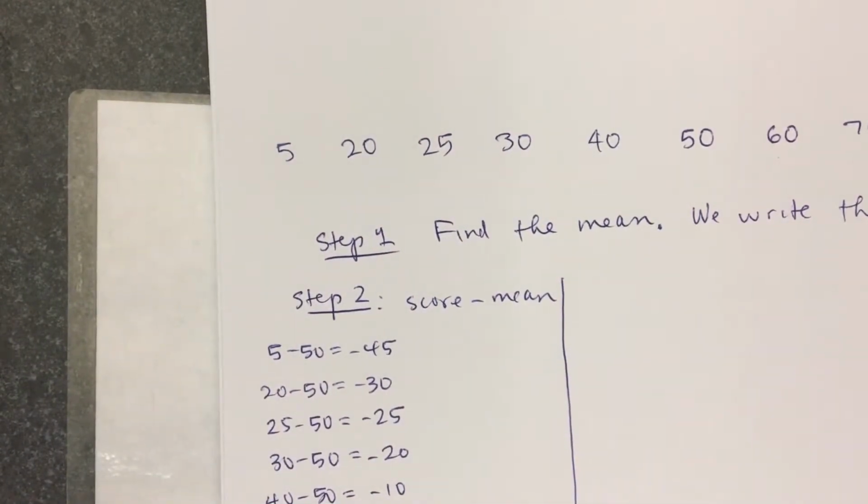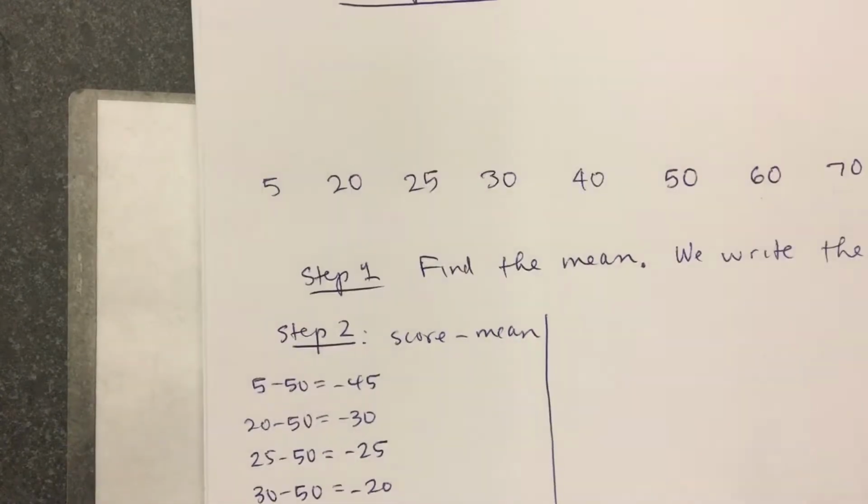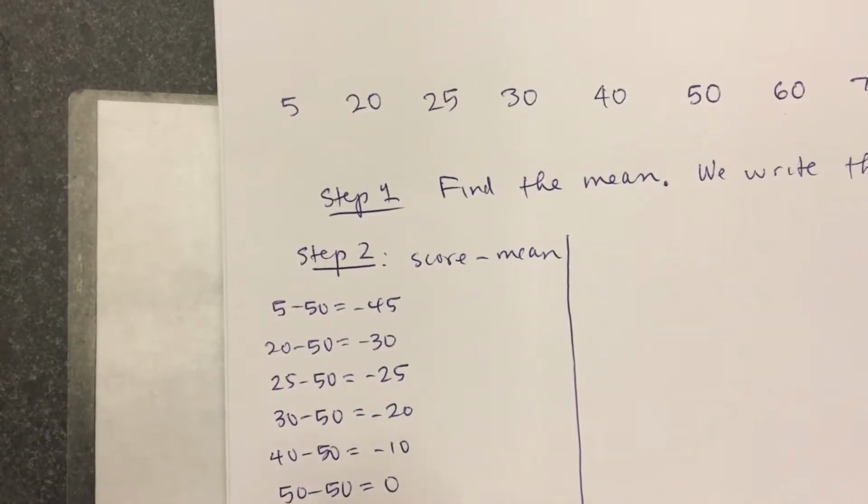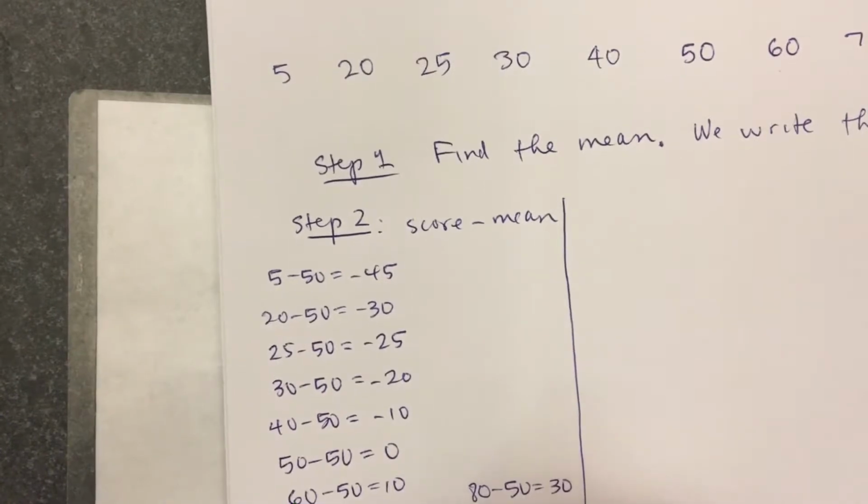I need to now continue, and I get to where now my subtraction is going to be positive numbers. 60 minus 50 is 10. 70 minus 50 is 20. 75 minus 50 is 25. 80 minus 50 is 30. And 95 minus 50 is 45.